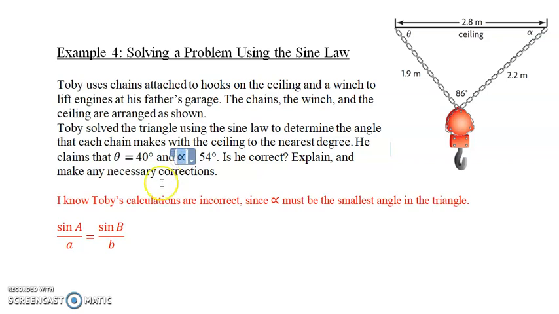So the sine of alpha is what we're looking for, over the opposite side of alpha, which is 1.9. Again, you don't need the units. You can put the units in when we're done. We know it's going to be degrees anyway, right? As long as these units are all the same, they're all in meters, so we're okay. And then we'll do the given side B. So that would be sine of 86 degrees, and the side opposite of 86 is 2.8 meters.